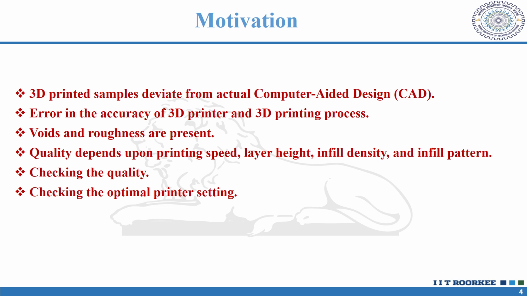Therefore an inspection is necessary, and this inspection we can do by using quality check and by utilizing X-ray CT technology. Also, the defects present in the sample depend upon different printing parameters such as printing speed, layer height, infill density, and infill pattern. Therefore, we can also see how the amount of defects present in a particular sample varies as a function of these printing parameters. Therefore, we also check what is the optimal printer setting for printing the final 3D printed sample.